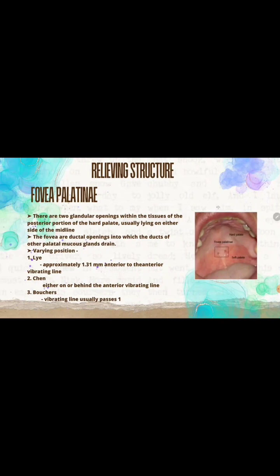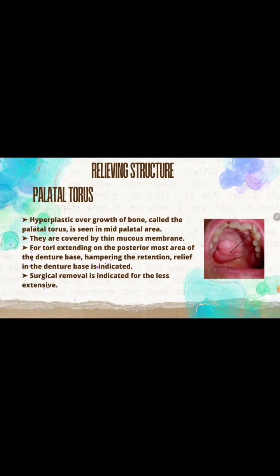The fovea palatine are two glandular openings, the ductal openings into which the ducts of the palatal mucous glands drain. Torus palatinus is a hyperplastic overgrowth of the bone, seen in the midpalatine area, covered by a thin mucous membrane. Clinically, surgical removal is indicated if it is extensive.